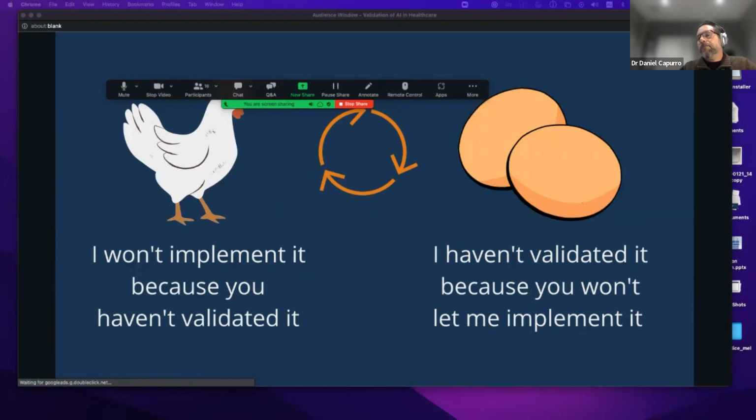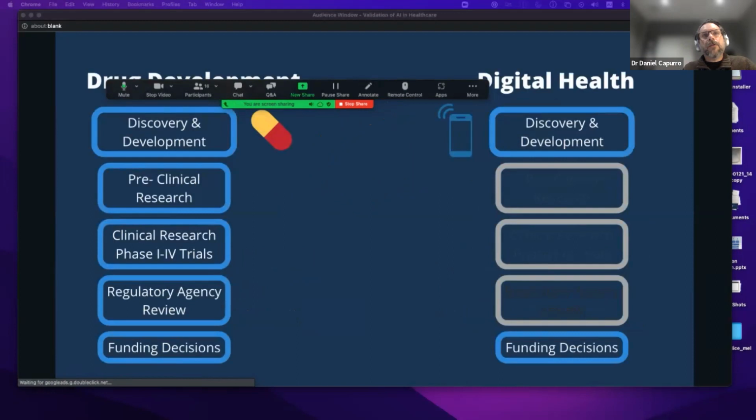And we have this chicken or egg problem. What we're doing here at the University of Melbourne is trying to create a parallel pipeline to what exists for developing drugs and devices. For drugs, devices, vaccines, you go from a process of discovery, development, then preclinical research, then clinical trials, regulatory agency review, and then funding decisions. But for digital health, and this includes AI algorithms, there's no such thing in the middle.